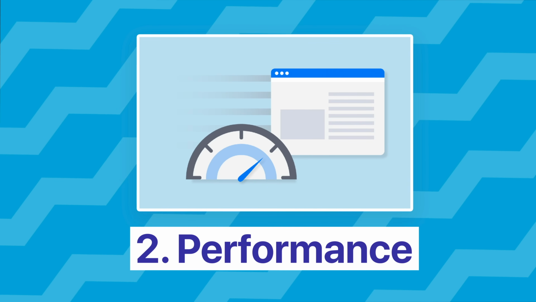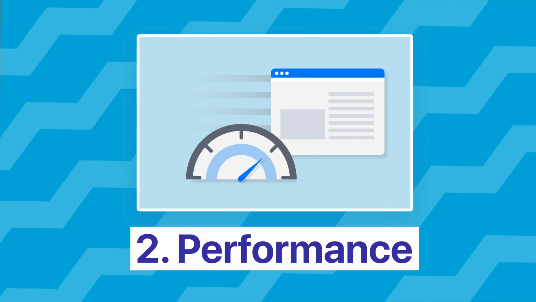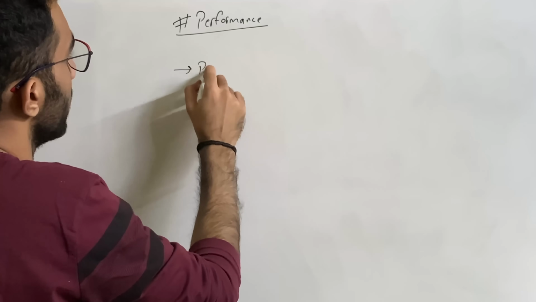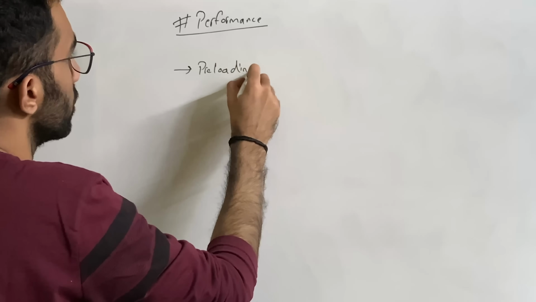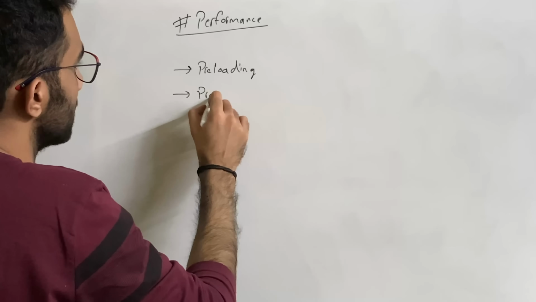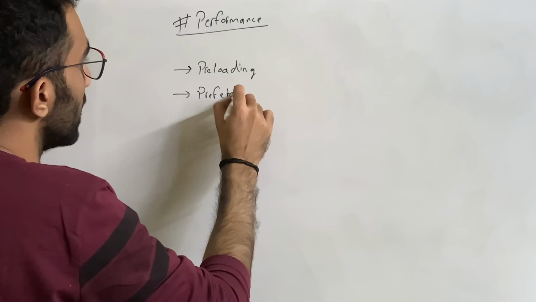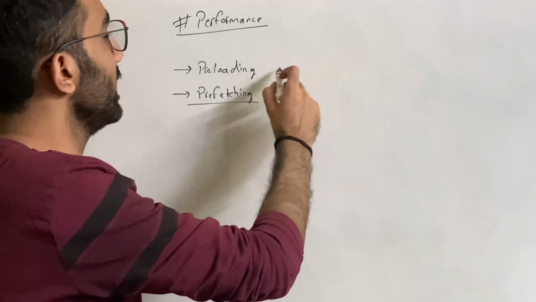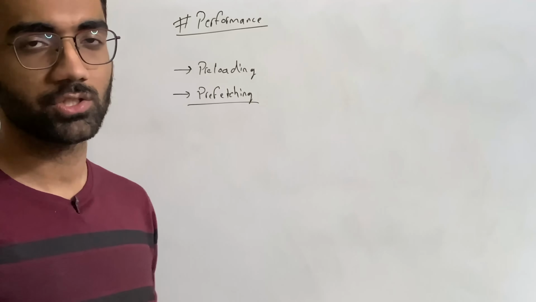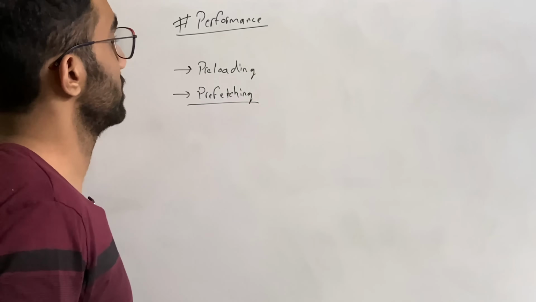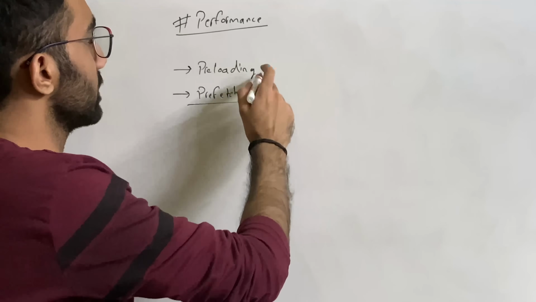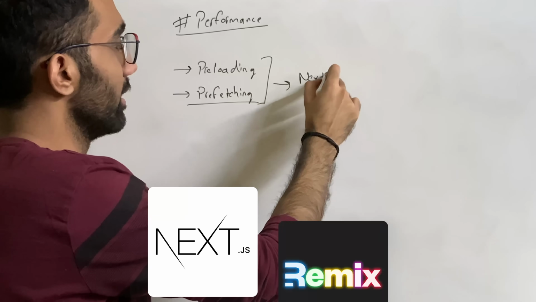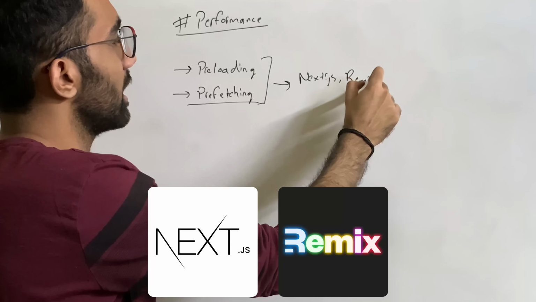The second focus should be on performance somehow. So when I say performance, what I mean is concepts like preloading and prefetching. If you don't know what preloading and prefetching are, these are techniques to load some of the resources which you're sure that you would need eventually, at the start of your web page, when the HTML starts downloading. So these are performance hacks which a lot of frameworks use these days. Next.js, Remix, these frameworks use it out of the box, right?